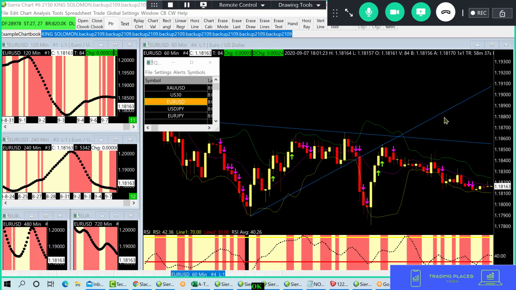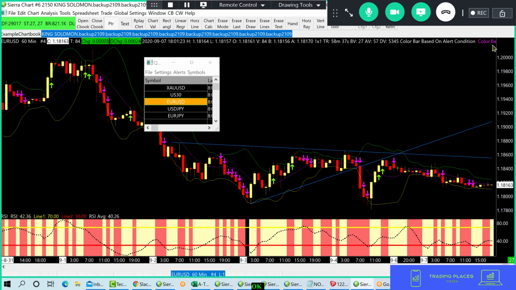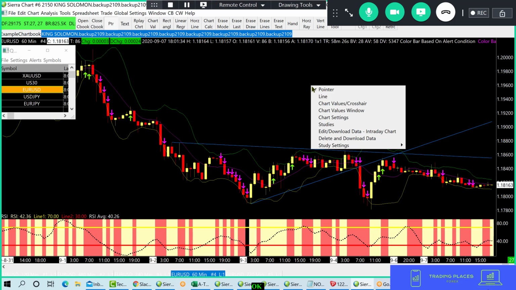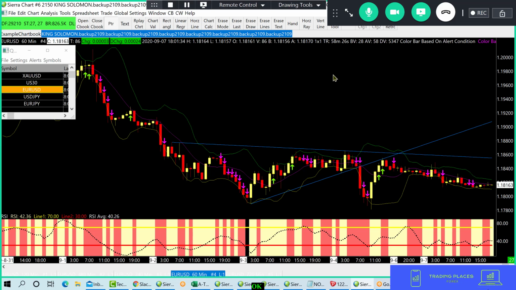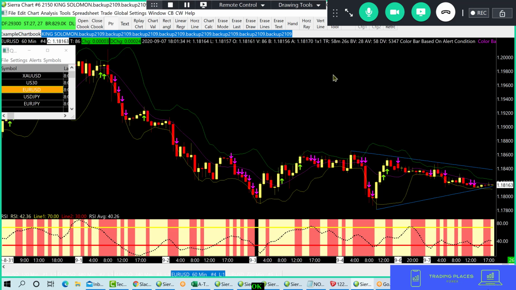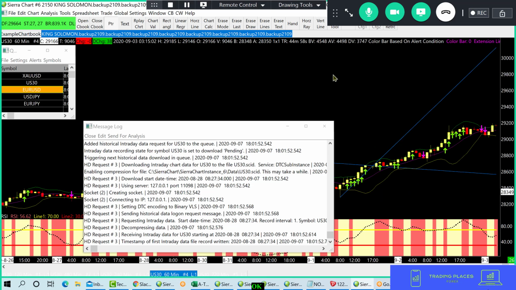Okay, let's take a look at Euro Dollar. How do we find trades? We find them on the 120-minute candle, right? So let's go there. All right, there we are.